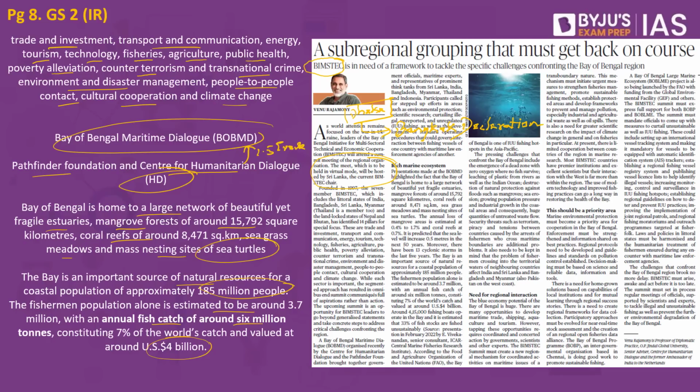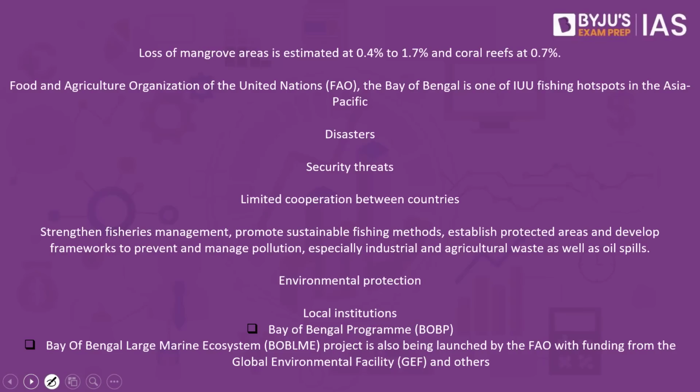In spite of these advantages, there are concerns with respect to the Bay of Bengal region. What are the concerns? The first is in reference to loss of vegetation. We know for a fact that mangroves are present in the Bay of Bengal region, but of late there is loss of mangrove areas, estimated at about 0.4% to about 1.7%, and coral reefs are also getting reduced, at about 0.7%.